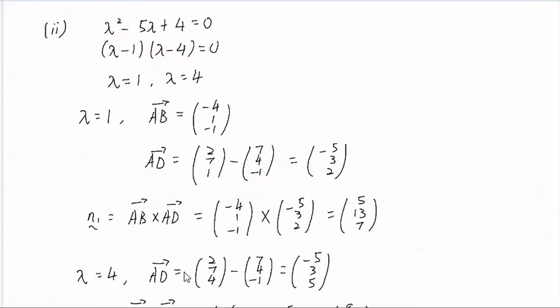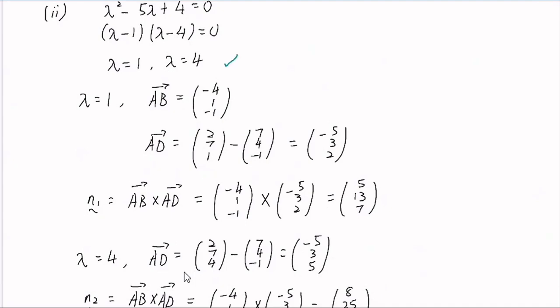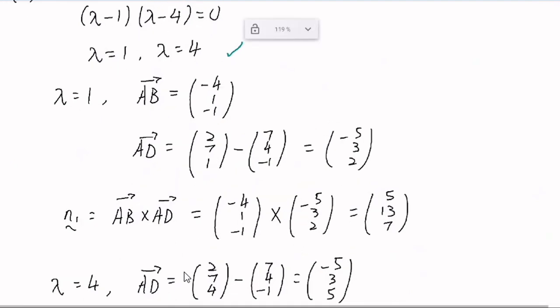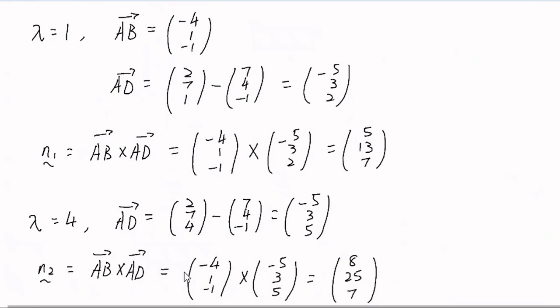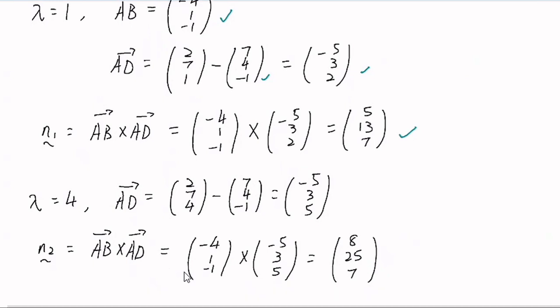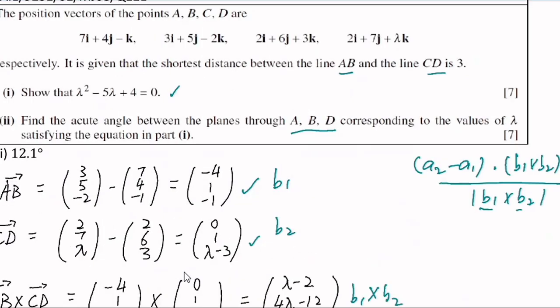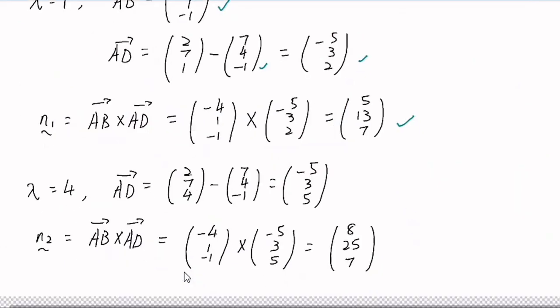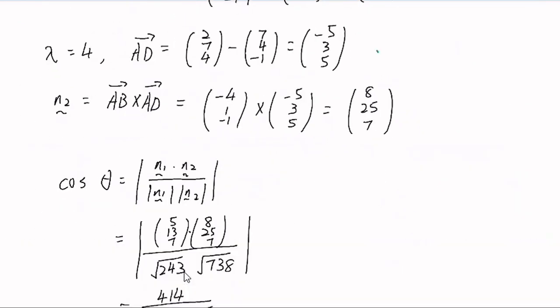Okay. So we have got the two values of the lambda here, 1 and 4. So for this value of the 1 and 4 here, we need to find the normal of the plane ABD. So we can use AB and AD there, and we can cross them to get the normal. Okay, so they want to find the acute angle between the two planes there. So we find the normal for the first plane, then we repeat the same process in order for us to find the normal of the second plane there.